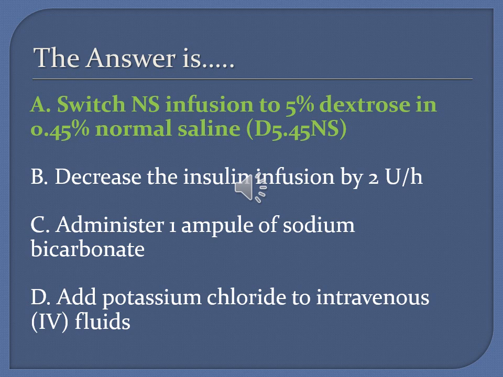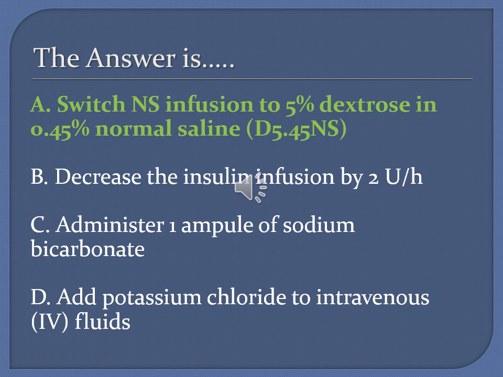So I would say, and you guys probably see this on the floor a lot, that they do put the patients in DKA on the D5. And B, decrease the insulin infusion by 2 units an hour, really? So you probably have it on like 20 or something because, you know, they're DKA, right? So only decreasing it by 2 probably would not be beneficial and wouldn't really serve much of a purpose.